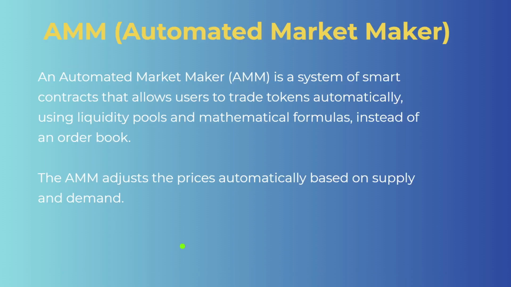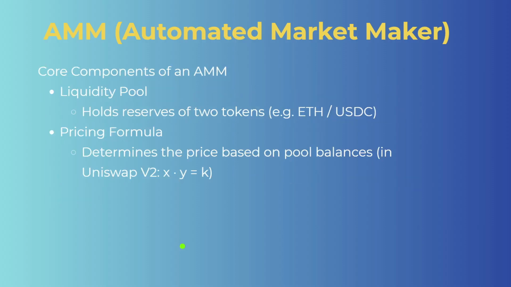Let's talk about the automated market maker. An automated market maker is a system of smart contracts that allows users to trade tokens automatically using, as we have seen, liquidity pools and mathematical formulas. So this is the change that we have with respect to an order book, and we will see this more in detail later on. So the AMM adjusts the prices automatically based on supply and demand.